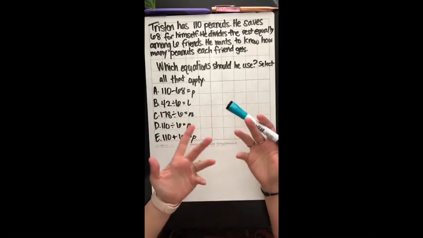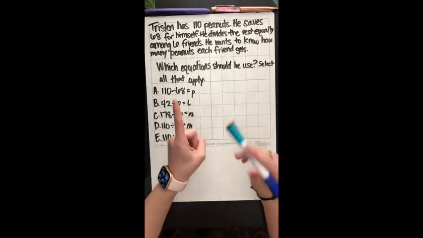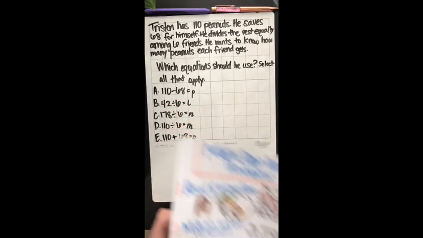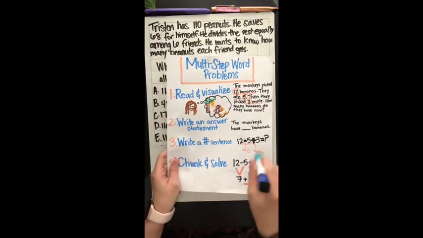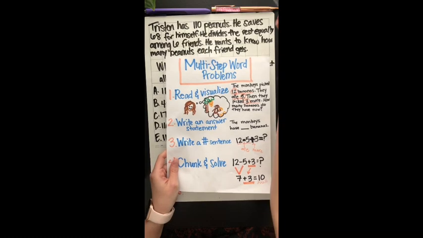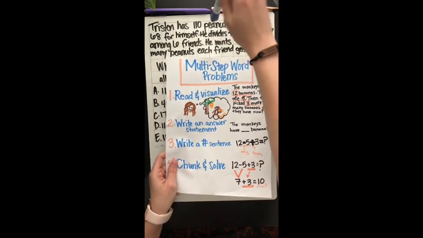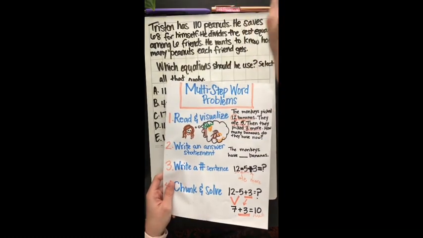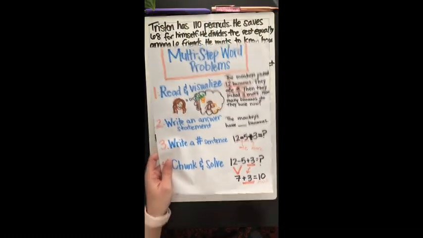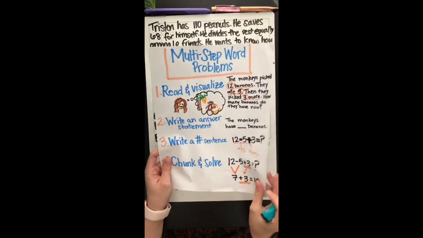whenever we're solving a multi-step problem. First of all, we're going to visualize the problem. So what was this talking about? Okay, so we were talking about Tristan, we were talking about peanuts, and he's saving some for himself and he's dividing others between his friends. So next we have to think about an answer statement.